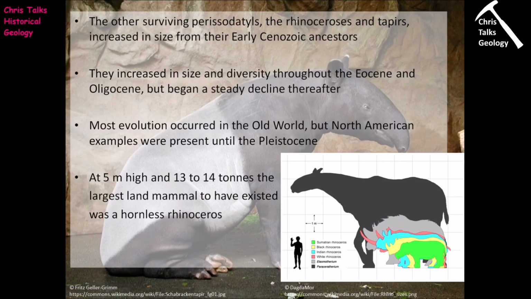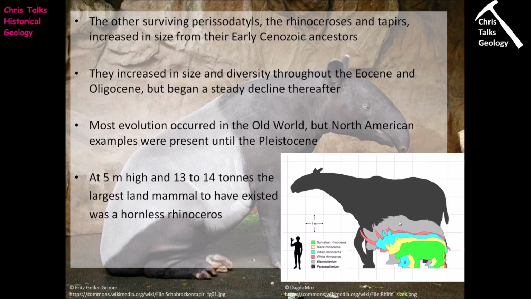So at 5 metres high and 13 to 14 tonnes, the largest land mammal to have existed was actually a hornless rhinoceros. So if we come over here and look at this diagram on the right, you can see some diagrams showing you the different sizes of modern rhinoceros and this truly massive hornless rhinoceros here in the dark grey. So you can see in green we have the Sumatran rhinoceros, in yellow we have the black rhino, in red we have the white rhinoceros, and in blue we have the Indian rhinoceros. So these are the rhinoceros species with which we would be familiar.